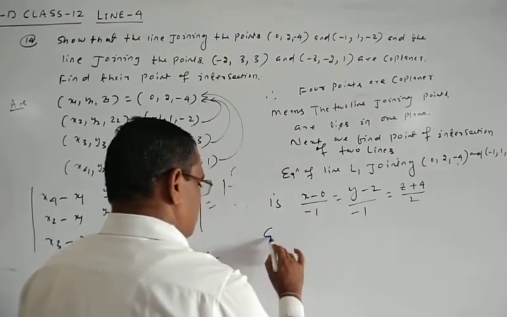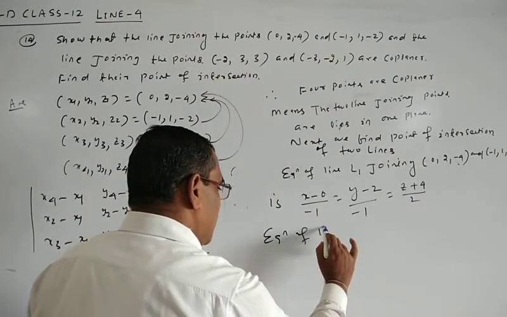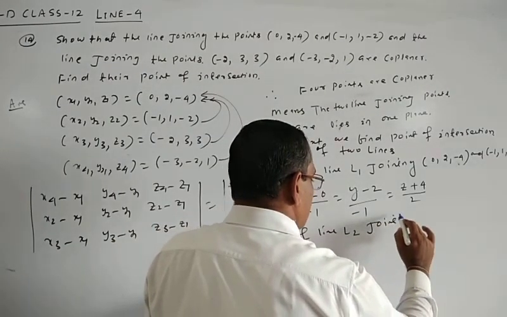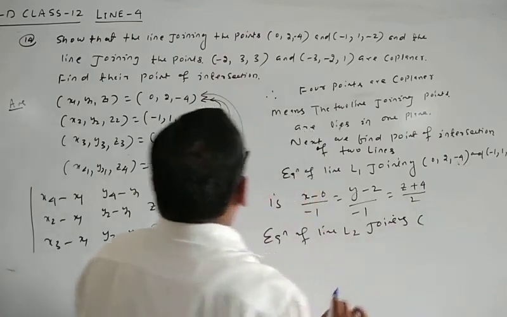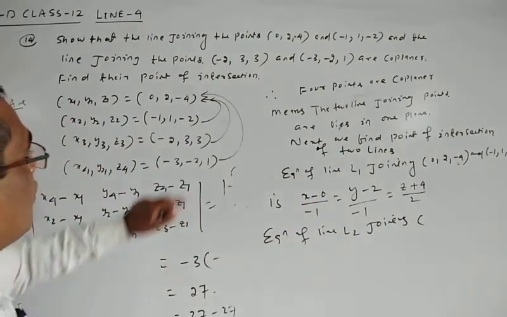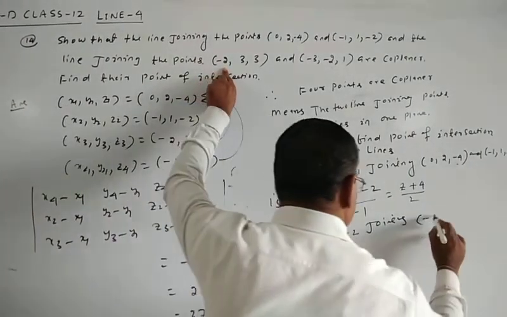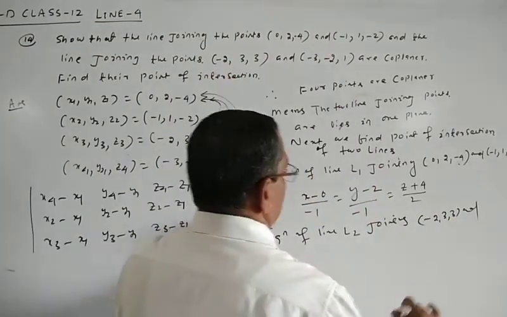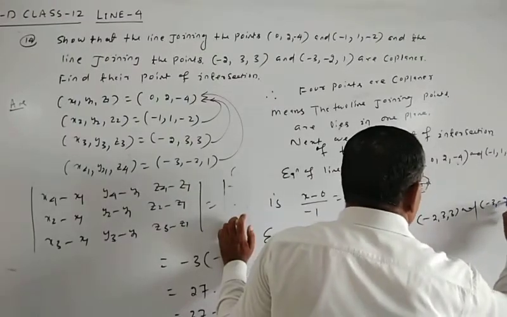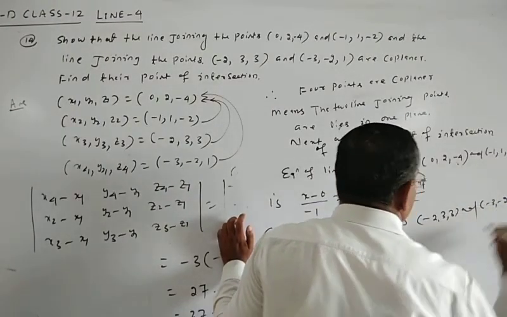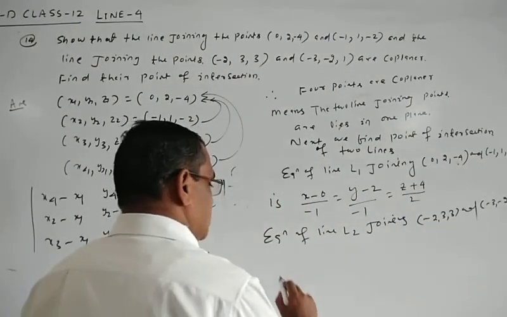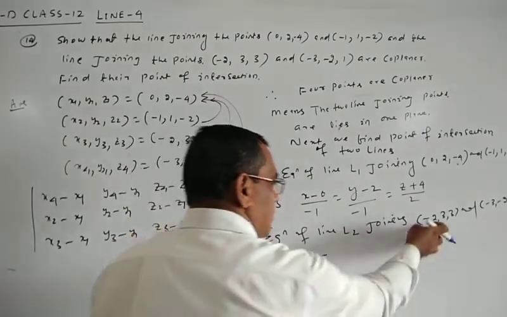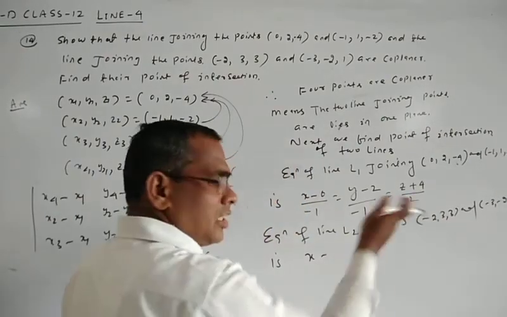Okay, next, the equation of a line L2 joining another two points, (-2, 3, 3) and (-3, -2, 1). Use the same formula. Let the first point be x1, y1, z1, and this one be x2, y2, z2.